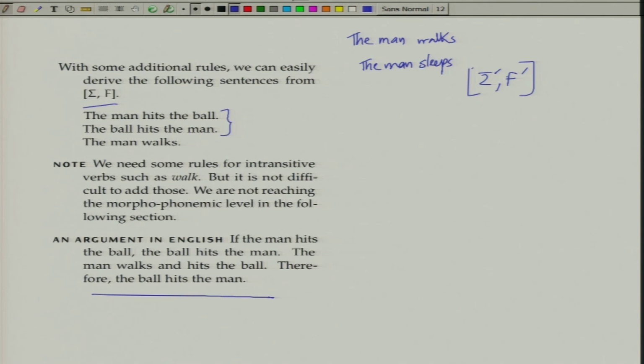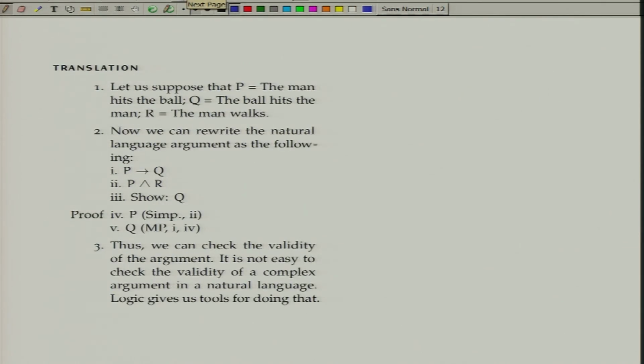What to do with this? This is a very simple argument. We can see whether it is valid or not. We'll talk about validity in the next session, but there could be a very complex argument. We need to have some formal device to evaluate an argument. We'll do that in the next session.